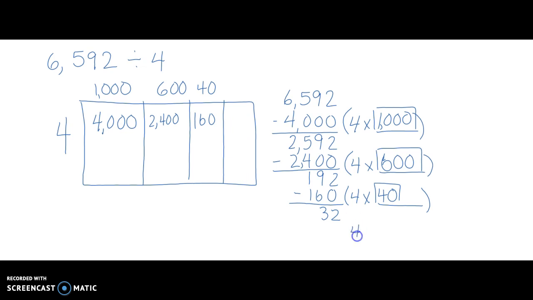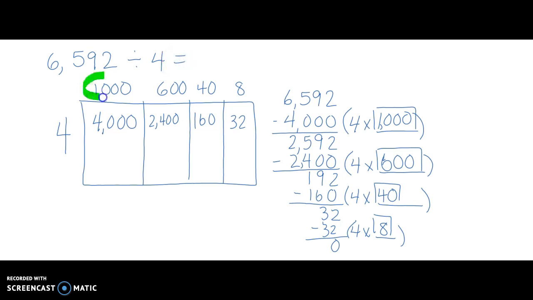So 4 times what is 32? Oh, I know that exactly. It's 4 times 8. 4 times 8 is 32. So let's put our factor of 8 here. In our area model, 8 times 4 is 32. And how close did I come? Nothing left over. So now, what is my quotient? What is my answer to my division problem?